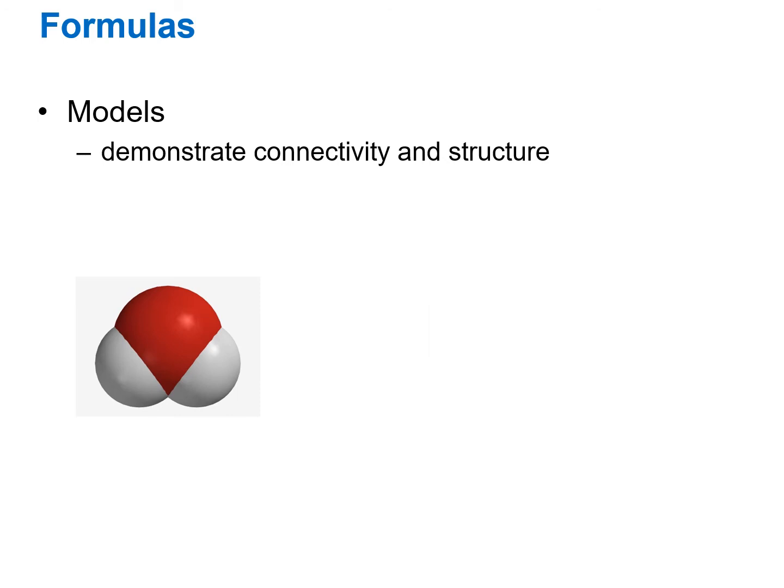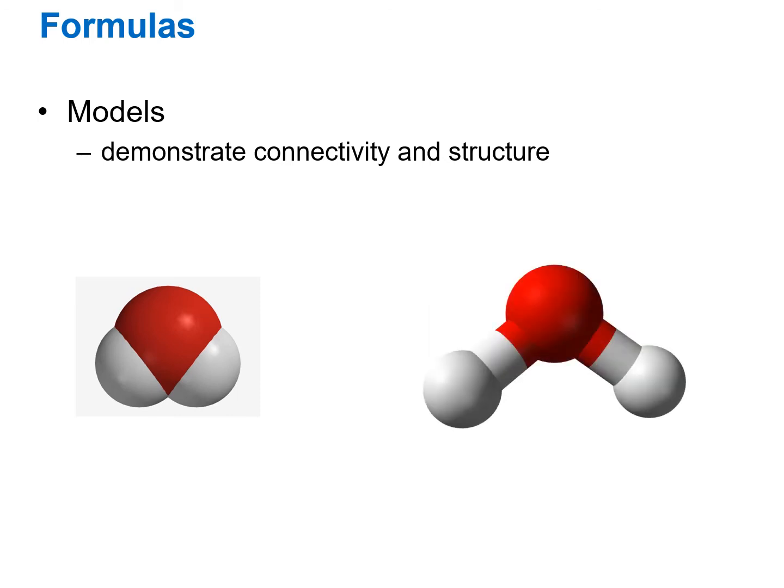Another type of model, the one that we would use if we were on campus and in the lab, is the ball and stick model. And it also represents the oxygen and the hydrogens. These are two representations using models of water, H2O, where the two H's are white and the oxygen is the red ball. So yeah, you can use these models as well.